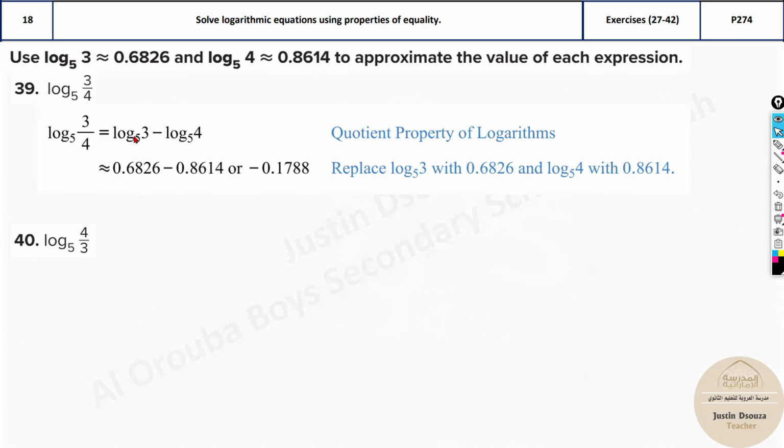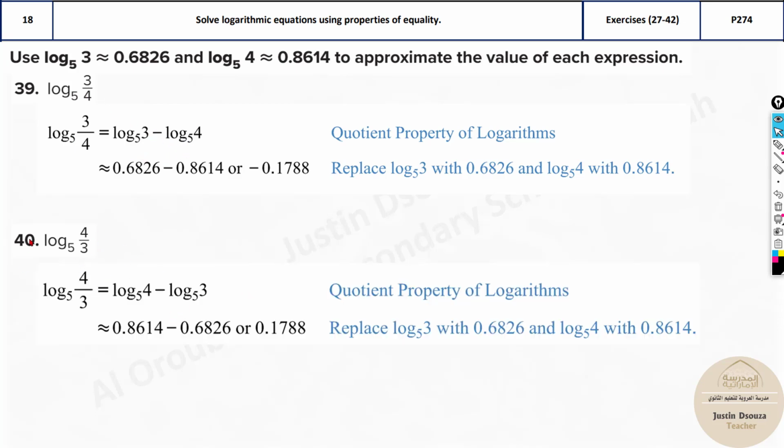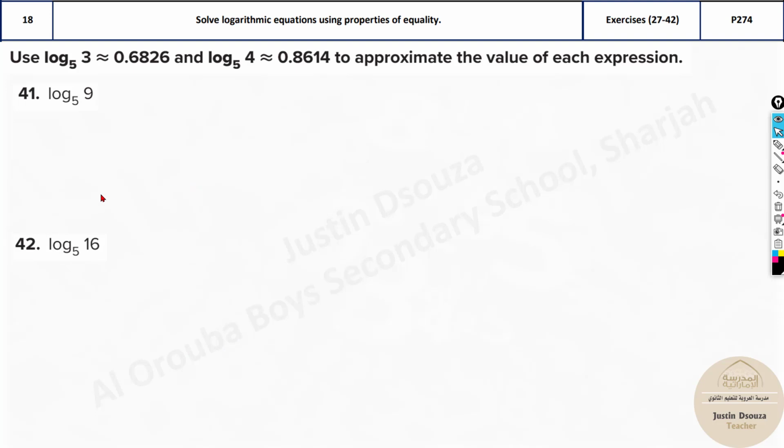Now over here, this 3 is on the top, the numerator, and 4 is in the denominator. That means this will have the negative sign. So it is very important to understand this. And over here also, the same way, just do it. Now it's 4 minus log base 5 of 3. And another over here as well. Now we just now did it.